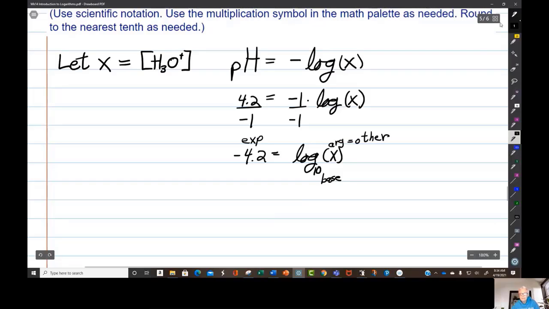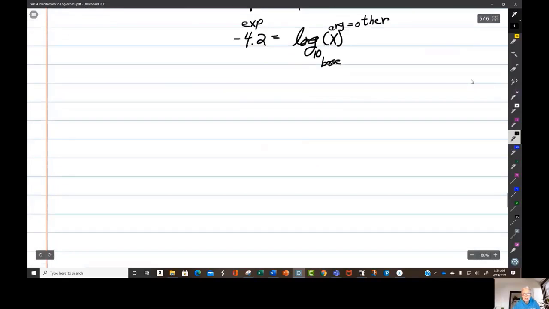So the way to solve for x is to translate this into the other form: the number equals the base raised to the exponent. So we're going to have 10 raised to the negative 4.2 equals x.